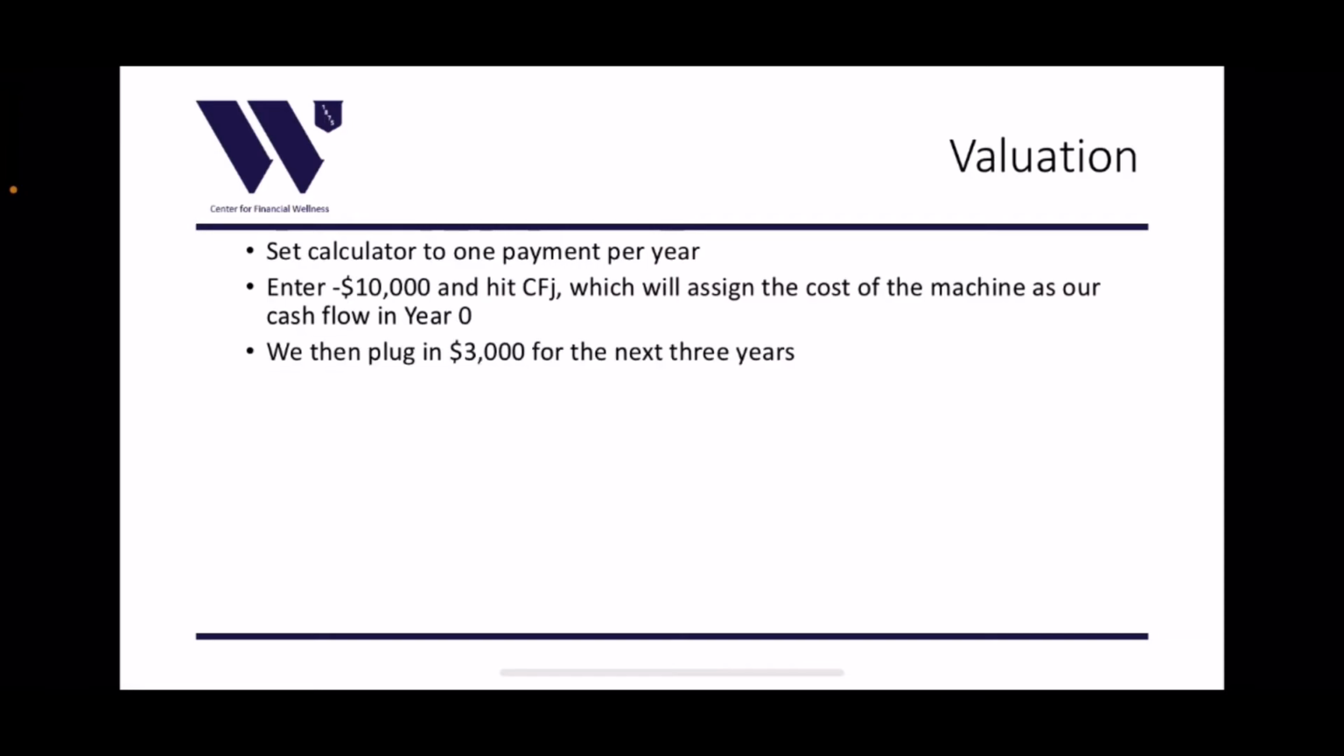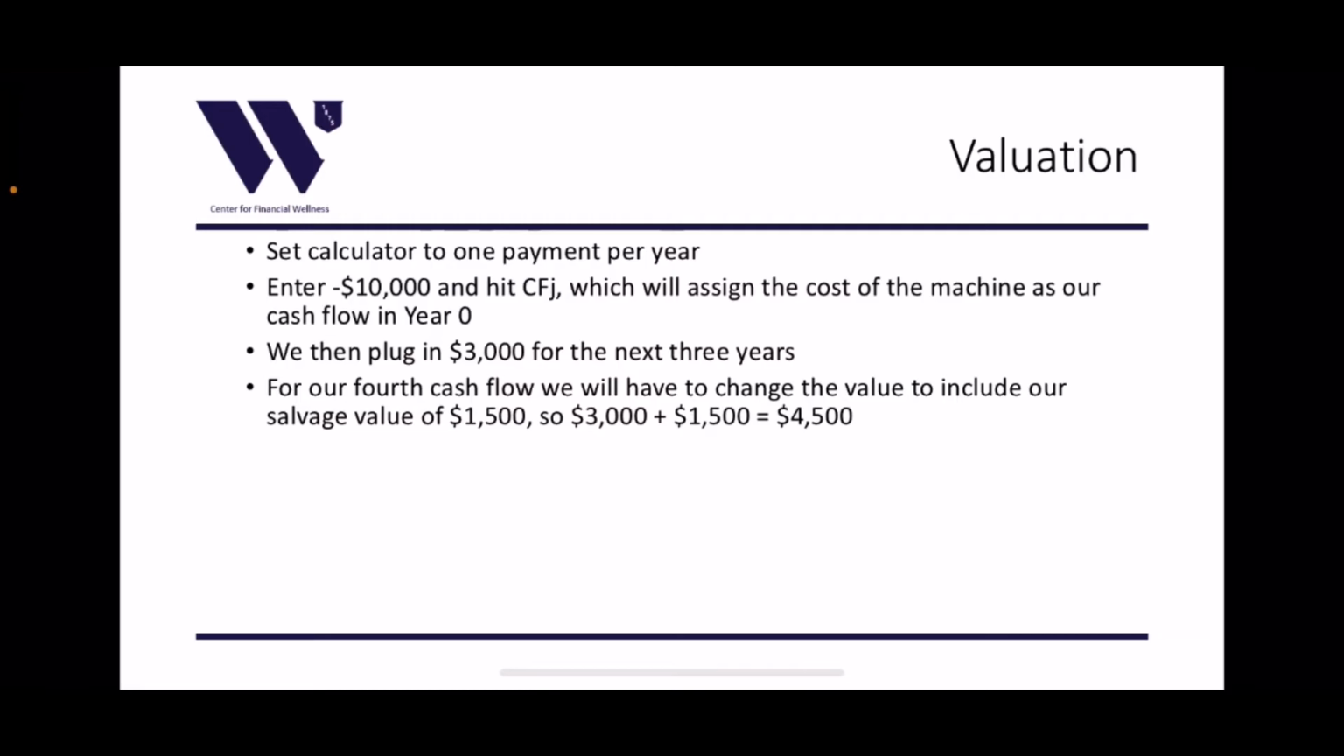And then we plug in the $3,000 for the next 3 years. So I'll touch on very quickly, it's important the 3 years have $3,000, and then we'll see in this 4th year, the cash flow will actually be more than $3,000. Because 3,000 is the amount that we're getting, and year 4 is our last year, we also have to consider that salvage value. So what we'll do there is we'll add on that salvage value in the last year because that will be a cash flow coming into the company. So it'll actually be $4,500 for that last year.